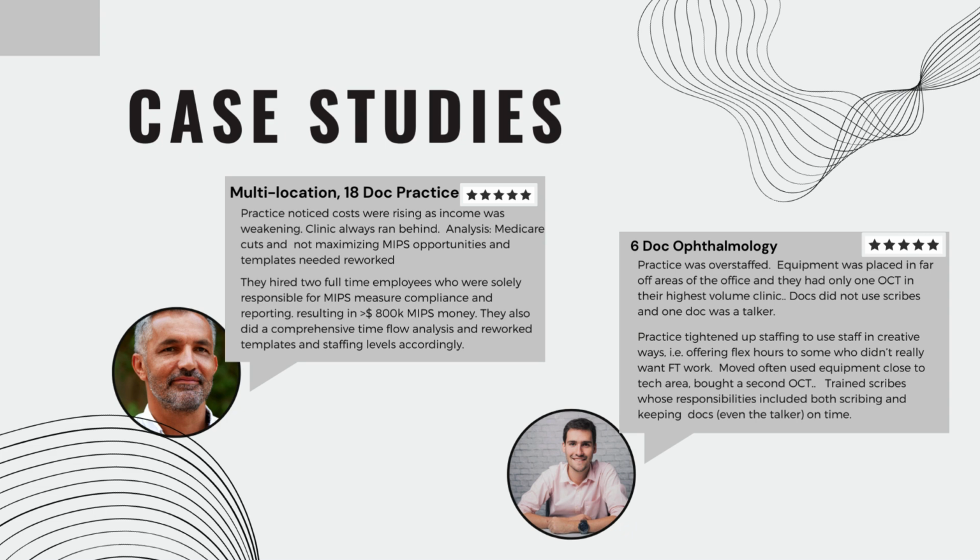So talking about these case studies, one of them was a multi-location 18-doc practice. The practice had noticed that their costs were increasing as income was weakening, and their clinic always ran behind. So they did an analysis, and they found that they had Medicare cuts and they weren't maximizing MIPS opportunities. Plus, their appointment templates needed reworked.